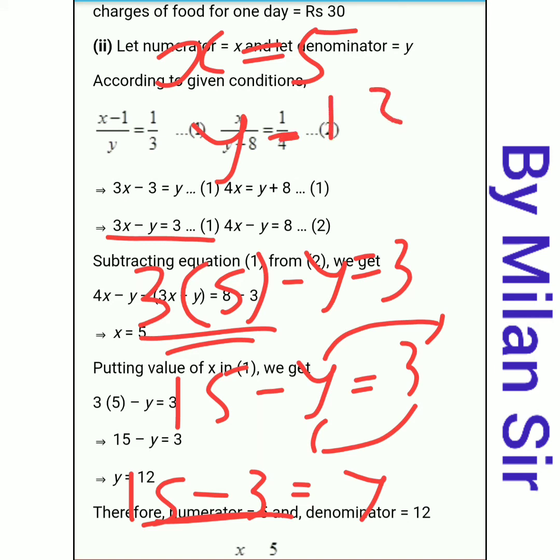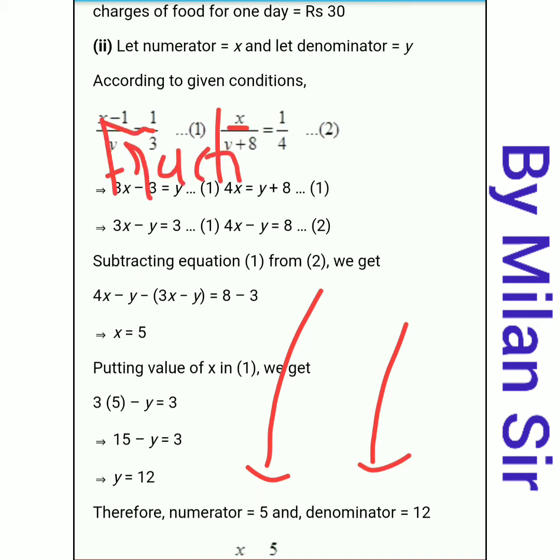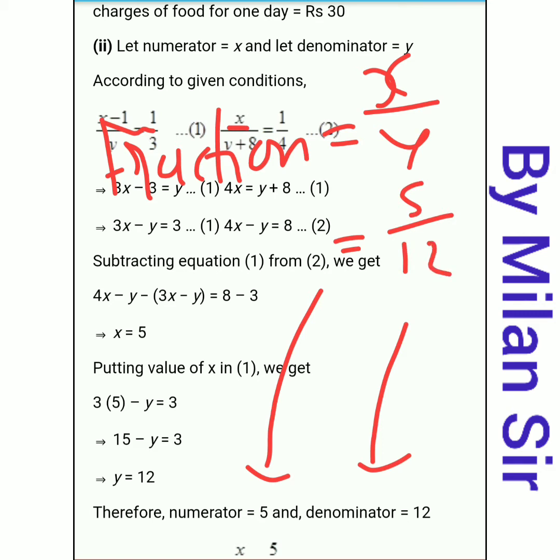So this is our solution of the equations, x is equal to 5, y is equal to 12. So at last we need to write numerator 5, denominator 12. So our fraction, because in the question we need to find the fraction. So fraction x upon y, put the value of x and y here. X is equal to 5, y is equal to 12. So 5 by 12 is our answer to this question. The fraction is equal to 5 by 12.